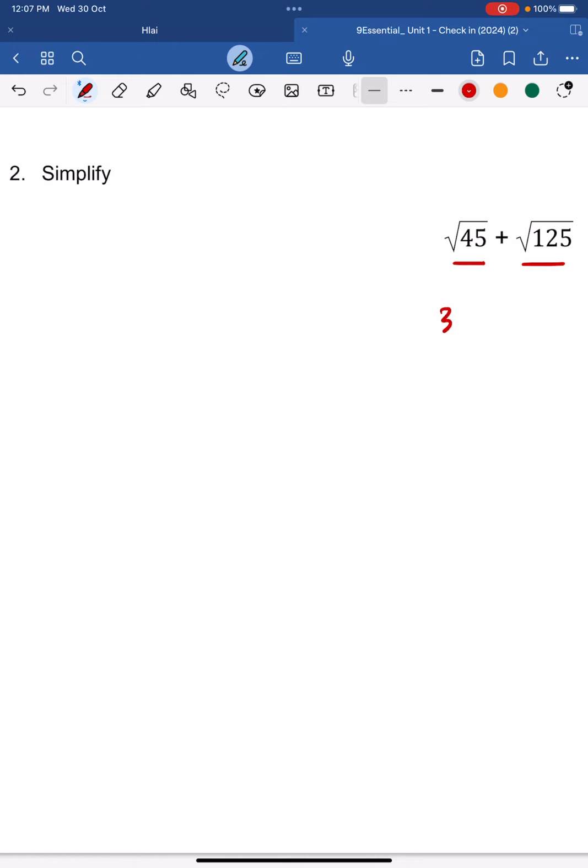Imagine if we had 3x plus 2x, you'd be happy to say that's 5x. But if you had 3x plus 2y, there's not a lot we can do with that, right? So it's a similar thing with surds. So what we can do is we can actually simplify first before we add. And the best way of trying to simplify surds is by breaking it down into factors.